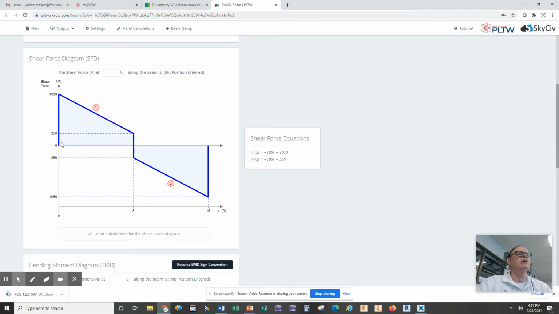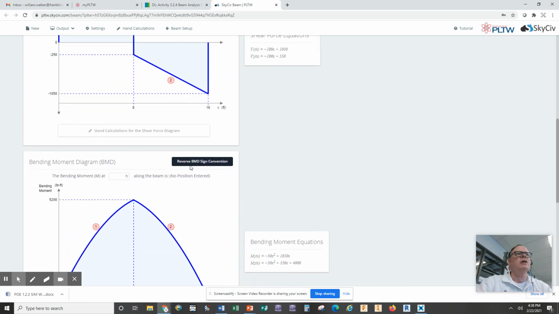Again, you're following the reaction up 1050, then you're following that 100 pounds per foot down. Whenever you hit the point load in the middle, you immediately drop 500 straight down, and then you continue that 100-pound drop per foot till you get to the end, and you follow your reaction back up to the beam. So there's your shear diagram, and notice how they shaded it in here.